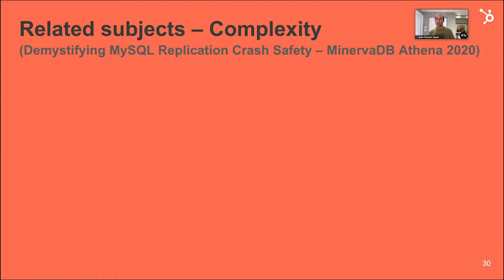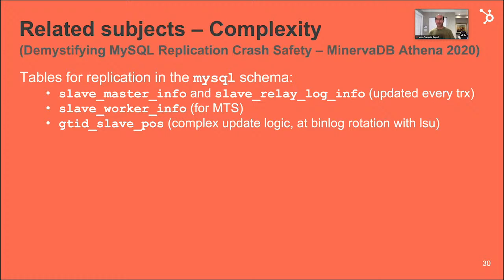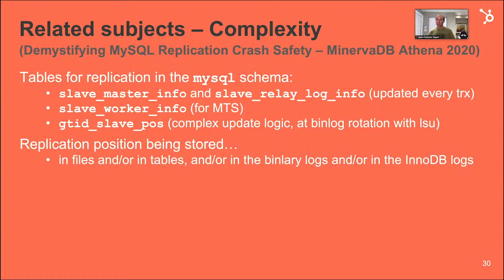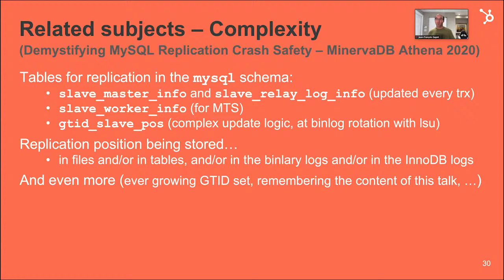And even with all the complexity we add in this talk, I want to point out that there are many tables to store replication information. The replication position is sometimes stored in files, sometimes in tables, sometimes in the binary log, sometimes in InnoDB. And all this is very complex. GTIDs are complex, edge cases are complex. Remembering all the content of this talk is complex.